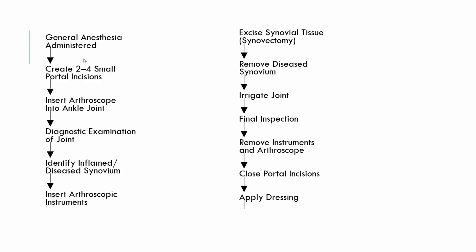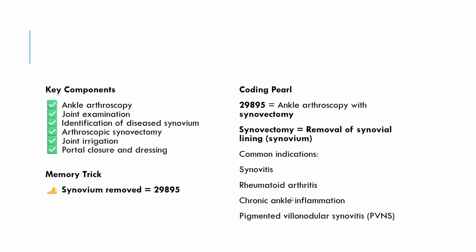Here same thing: anesthesia administered, portal incision, arthroscope and instruments introduced into the joint. He will examine the joint and identify the diseased inflamed synovium. He will insert the arthroscopic instruments and then perform the synovectomy. That means he will excise the synovial tissue and remove the diseased synovium. He will irrigate the joint and do a final inspection. He will remove instruments and arthroscope, close the portal incisions and then apply dressing.